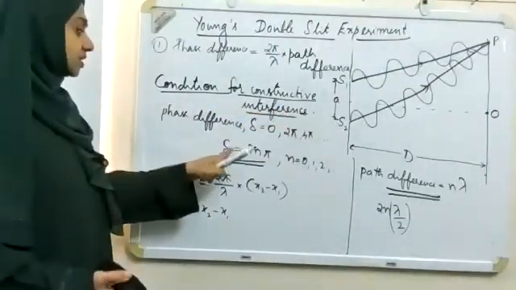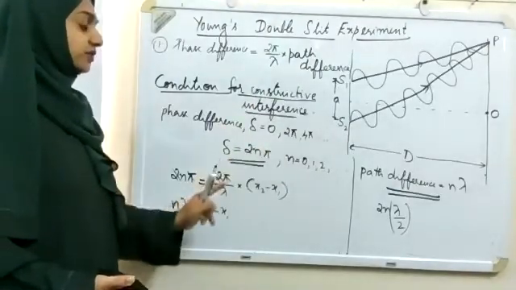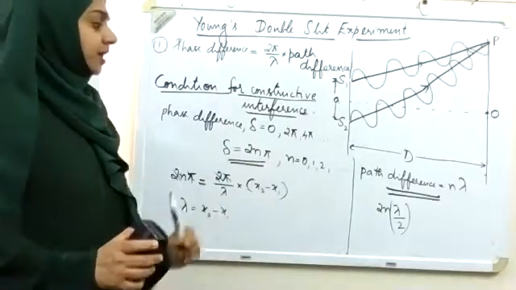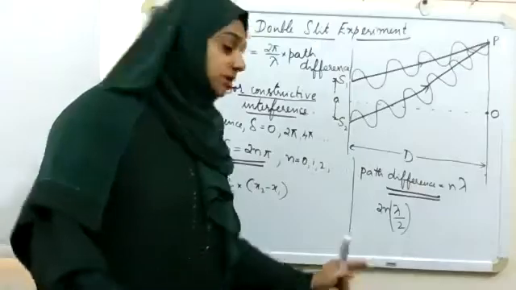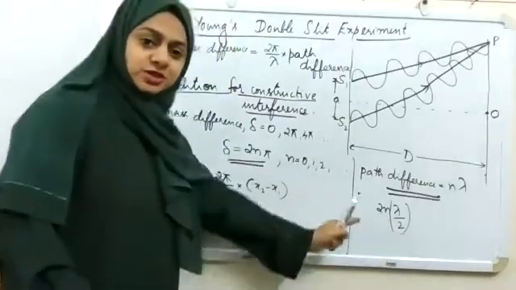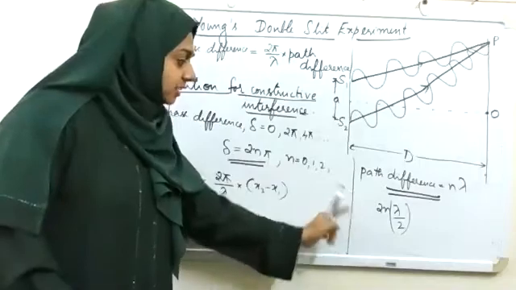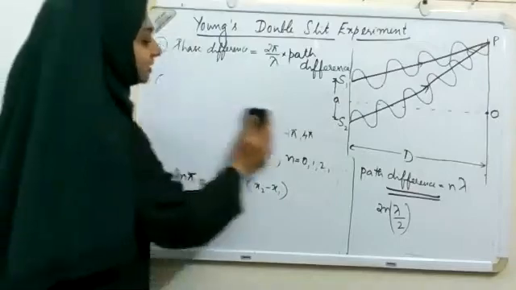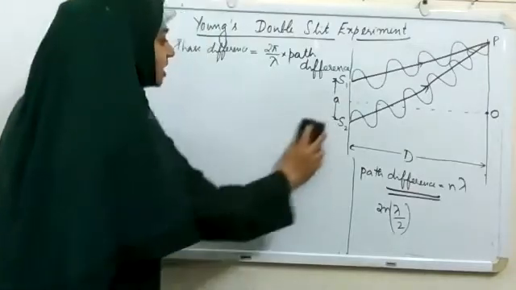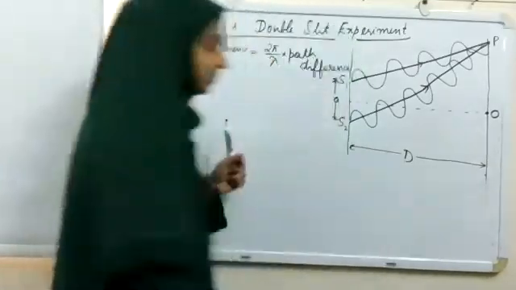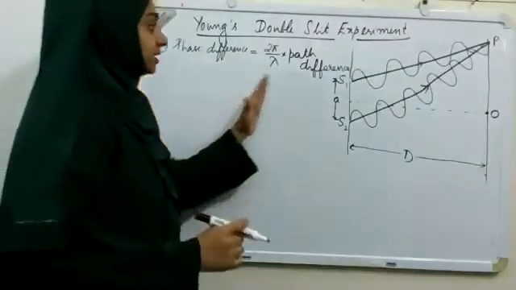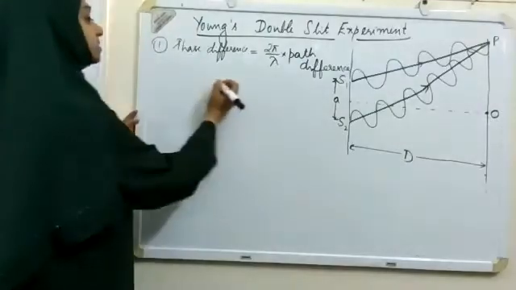Just remember the condition for constructive interference. Phase difference should be an even multiple of pi, and path difference should be an even multiple of lambda by 2. I am putting it as even to remember it easily, because it also has to do with the other thing which we are going to see now, the condition for destructive interference. What is meant by destructive interference? What will be the resultant intensity after destructive interference?